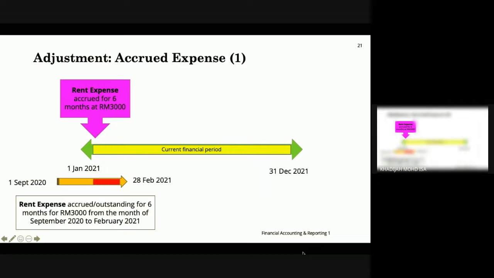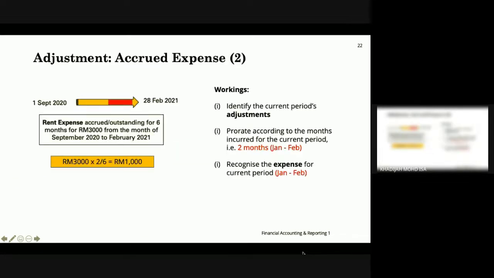And then we have the accrued expense. It is easier because you incurred the expenses but you have not paid. All right, so you have rental accrued for 6 months, similarly from September to February. Okay, so you are going to apportion, in this case, rental expense outstanding for 6 months, 3,000 for the month of September. But why is it here 2 months only? Current period prorate for the month for the current period. Why is the current period 2 months only?